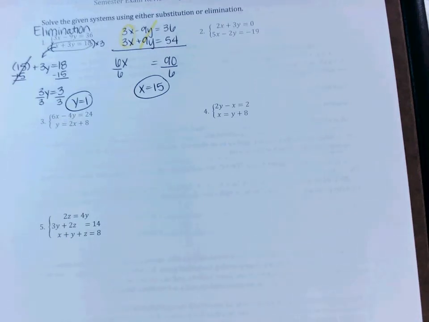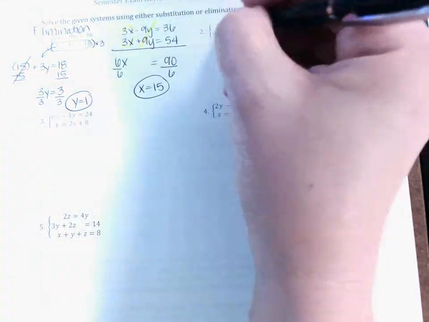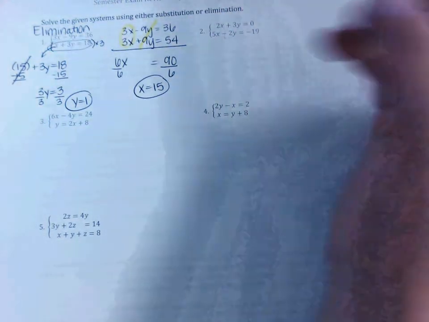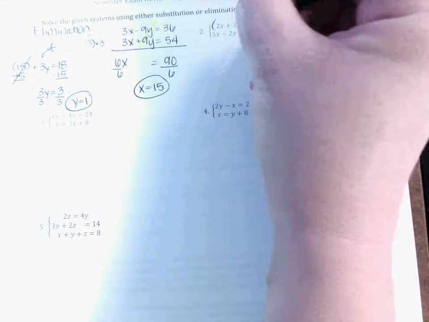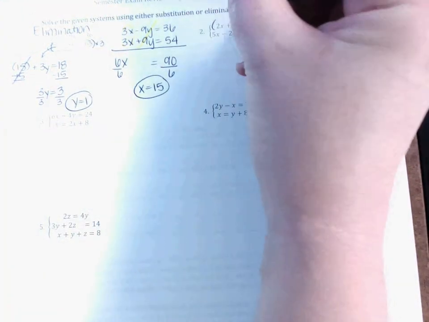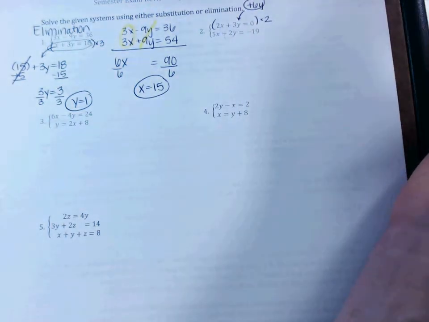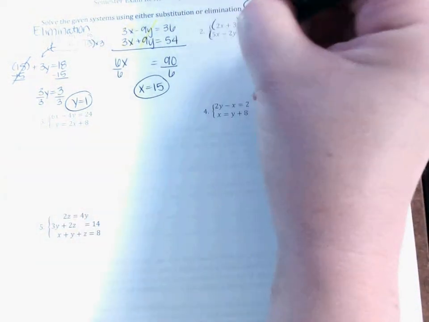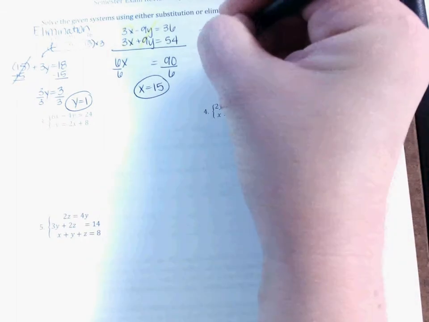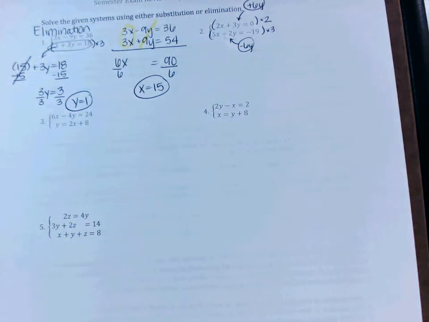Now, number 2, look at it. Okay, this one you're going to have to multiply both of the rows. So on the top, I want to remember that 2 times 5 is 10, 3 times 2 is 6, 6 is smaller, so I'm going to times the top row by 2 so that I can turn that into a plus 6y. And then on the bottom row, if it's a minus 2, I'm going to times it by 3 so that I can turn that into a negative 6y. So remember, you have to try to pick numbers so that you'll get the same opposite number top and bottom.